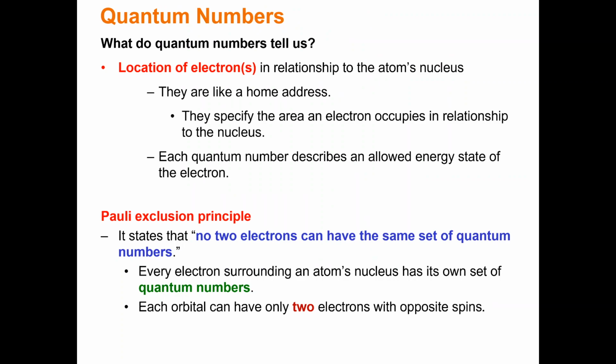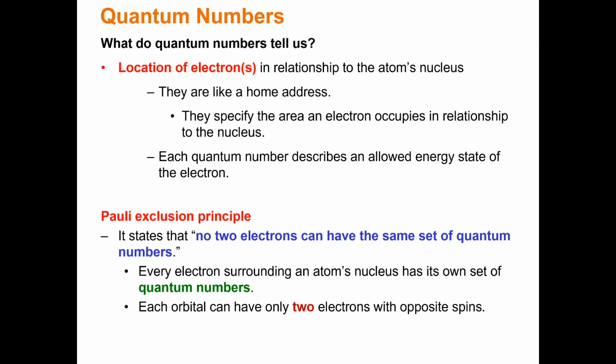Okay, so what do these quantum numbers tell us? We said this equation gives us the quantum numbers, so what do they actually tell us? They tell us the location of the electron in relationship with an atom's nucleus, and they're essentially like the address of the electron. They specify the area an electron occupies in relation to the nucleus, kind of what I've been saying. Each quantum number describes an allowed energy state of an electron. Notice this term, allowed. What we'll look at is that only certain values of each quantum number are allowed.